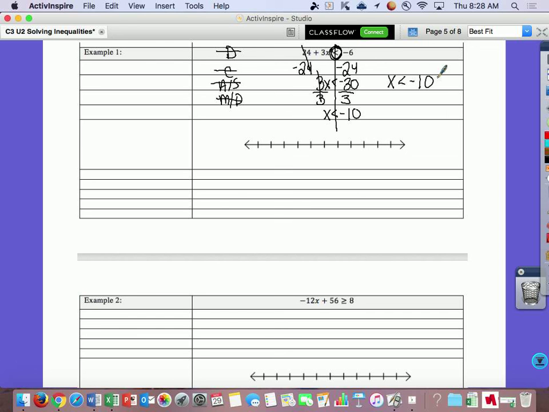Okay, then we're going to graph it. I'm going to graph it quickly so you can check your answer. You should be able to do it on your own. Okay, we're going to have an open circle, and then all of these are less than x.